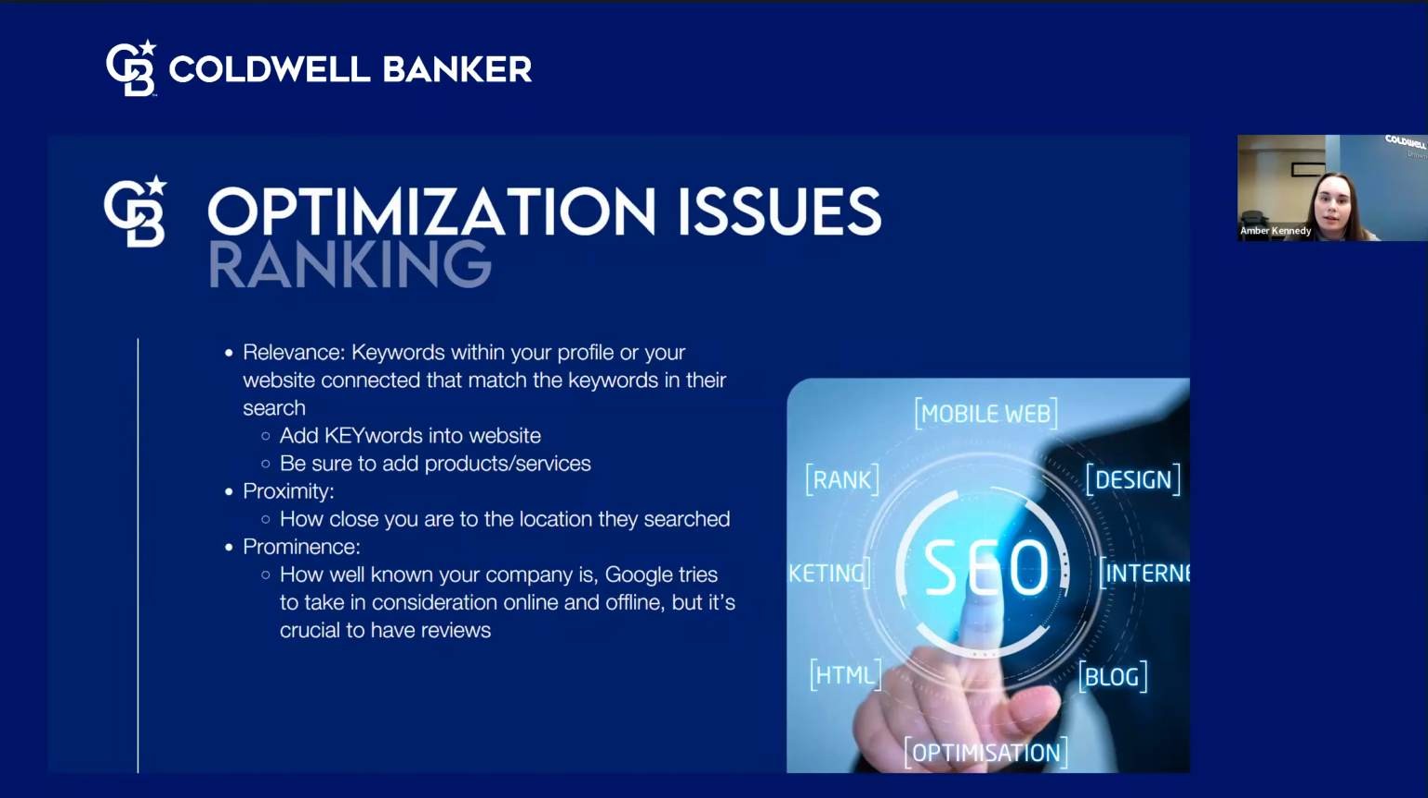Proximity is, again, going back to what Shanna said, putting in your actual office location is huge. If somebody Googles Sun Valley agents and it's just a service area, you will be lower on the list than if you have an actual location in that area. Prominence, Google tries to look at reviews for prominence, so that's why reviews are such a huge thing, and the combination of these 3 will give you a higher ranking.